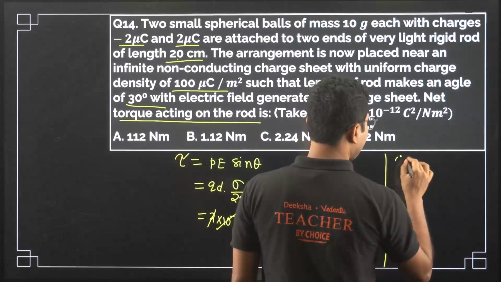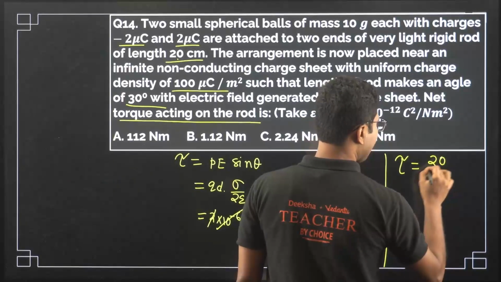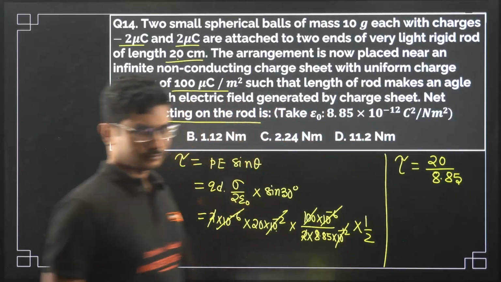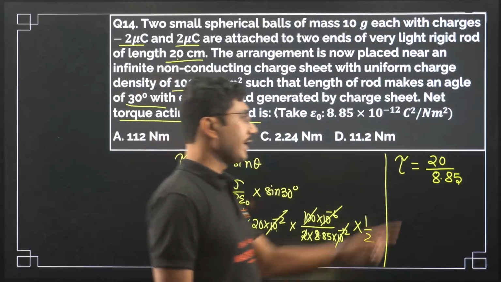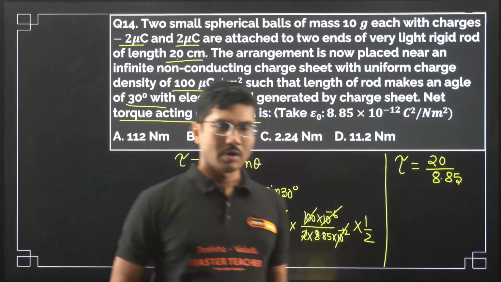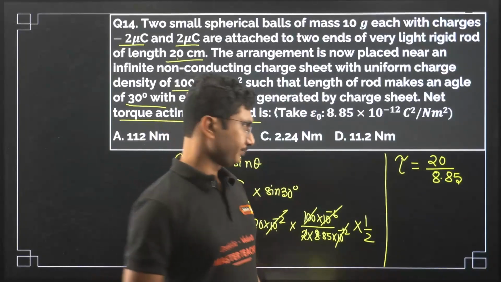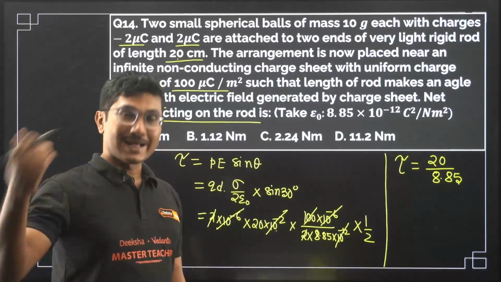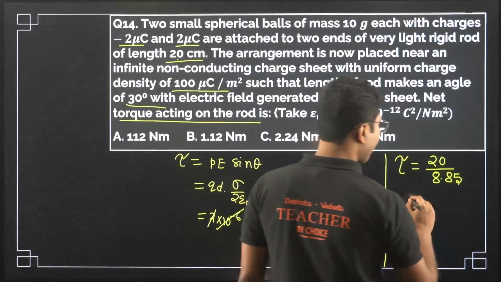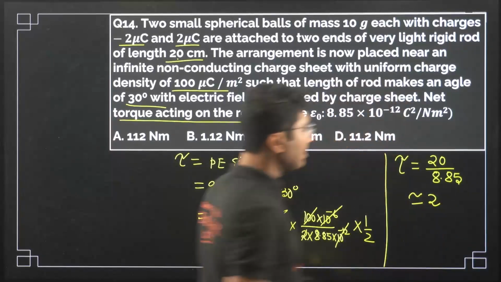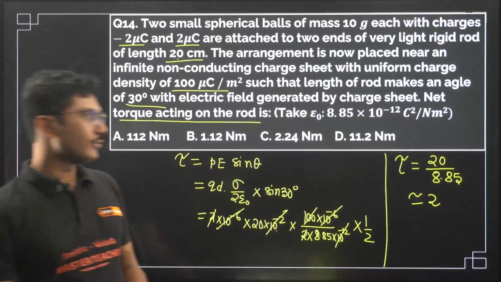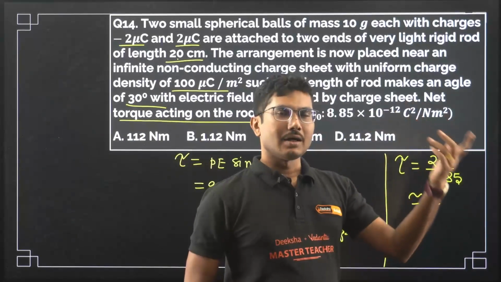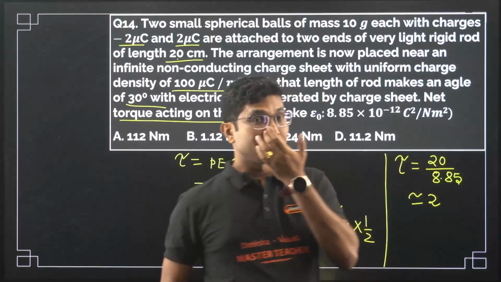so the torque acting on this is 20 by 8.85, which is almost 9. So 20 divided by 9, which will be, 2 9s are 18, so it will be somewhere close to 2. This value will be somewhere close to 2. If you approximate this 8.85 to be 10, the next integer number, right? So that is also a technique.